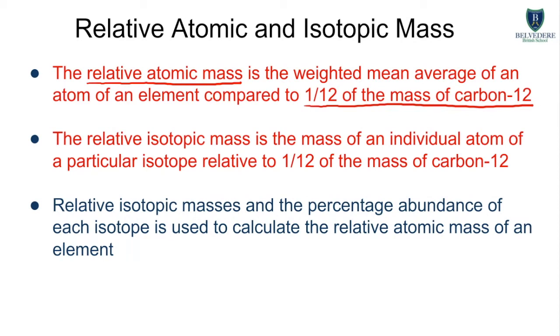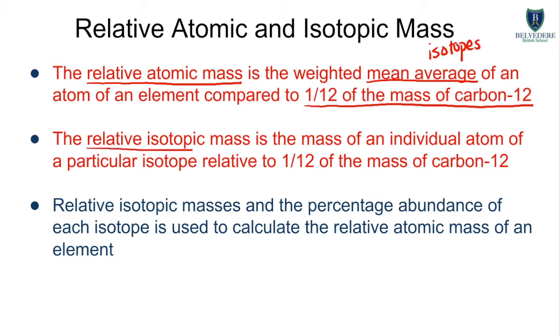So carbon 12 is our standard, and then we measure all of the masses of any other atom using that standard. And when we have our relative atomic mass, of course, we're making sure that we're taking into account our average of all of our isotopes. And we'll look at the calculation for that in just a second.